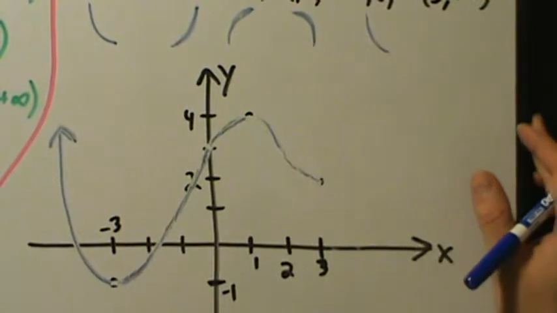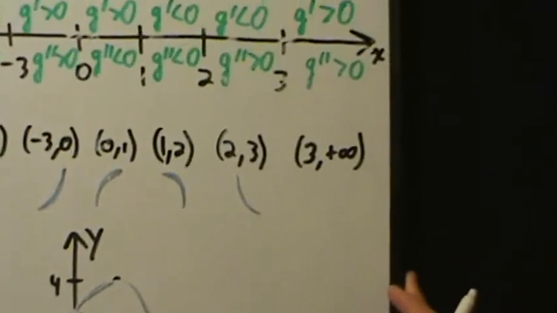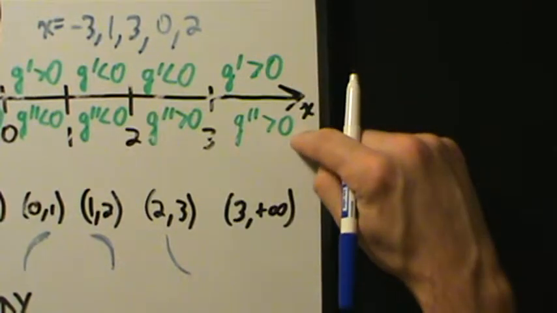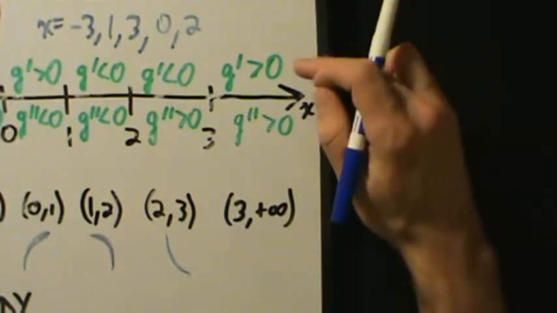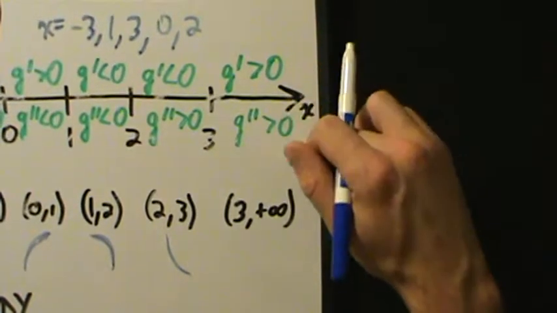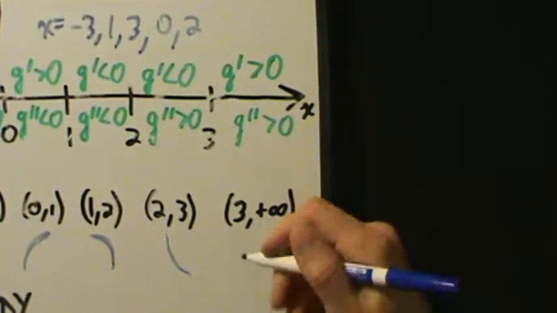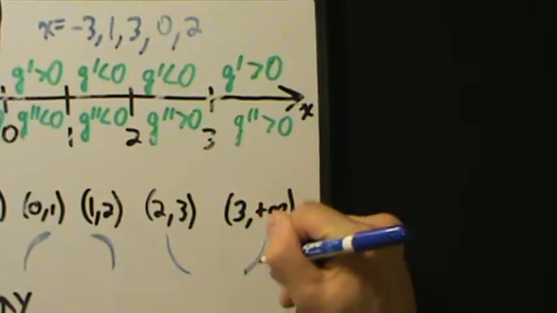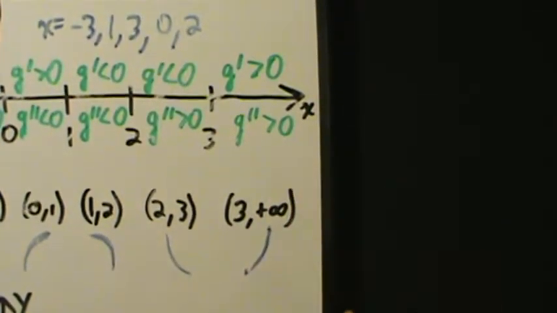So one more piece to look at, and then we're done with this example. So 3 to infinity, what's happening? G prime is positive, G double prime is positive. The function is increasing, and it's concave up. What does that look like? That looks something like this. Increasing, concave up, something like that.